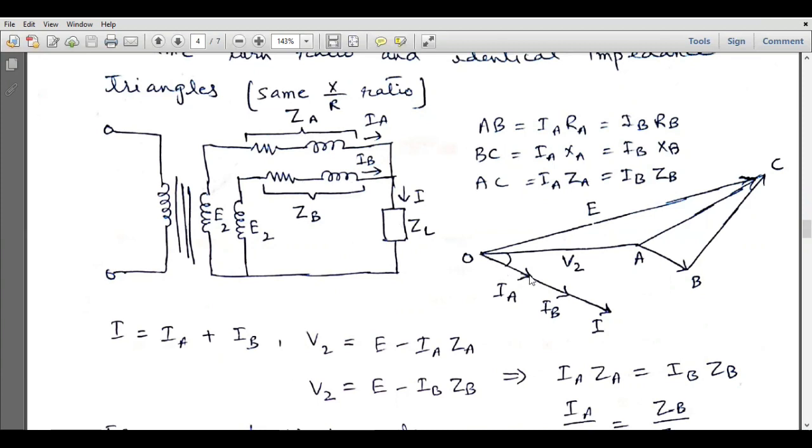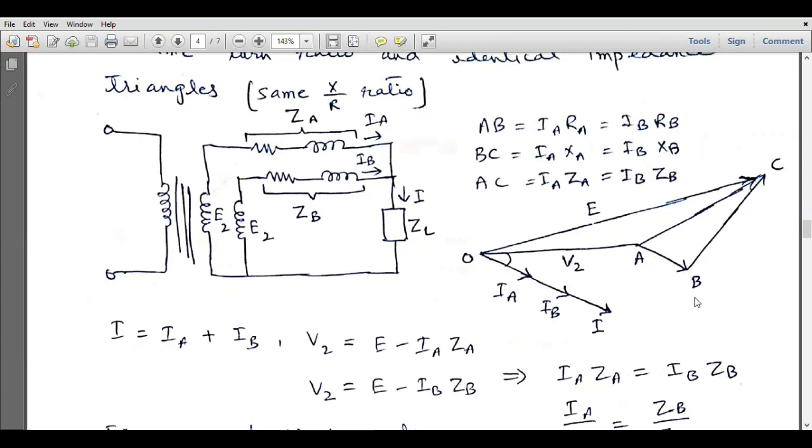Now since IA is smaller but RA is greater, their product will be equal to IARA. Similarly, IB is greater and RB is smaller, so their product will be equal to IBRB. So IARA will be equal to IBRB, because one quantity is smaller and the other quantity is greater. So for both the transformers, the product of I and R will be the same. This is IARA and this is also equal to IBRB.